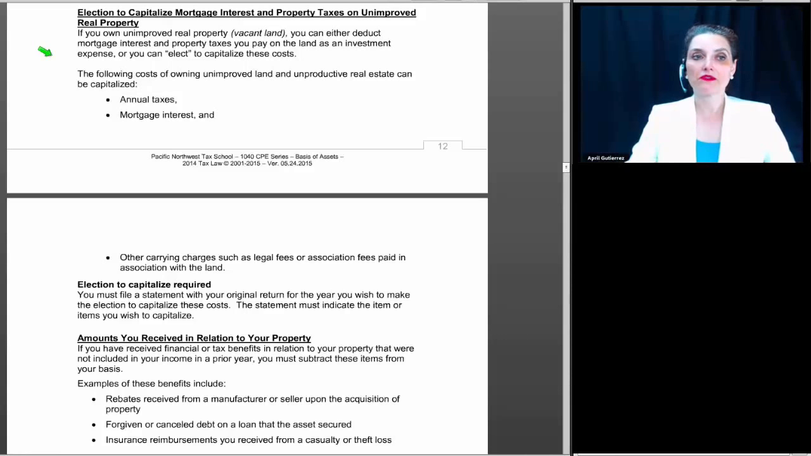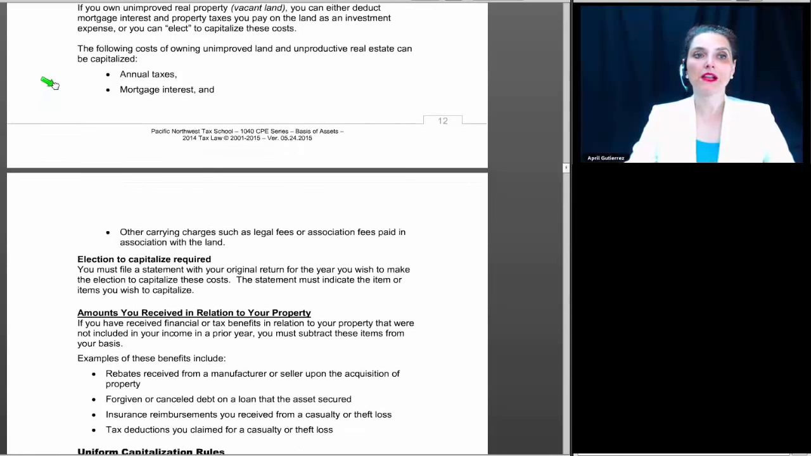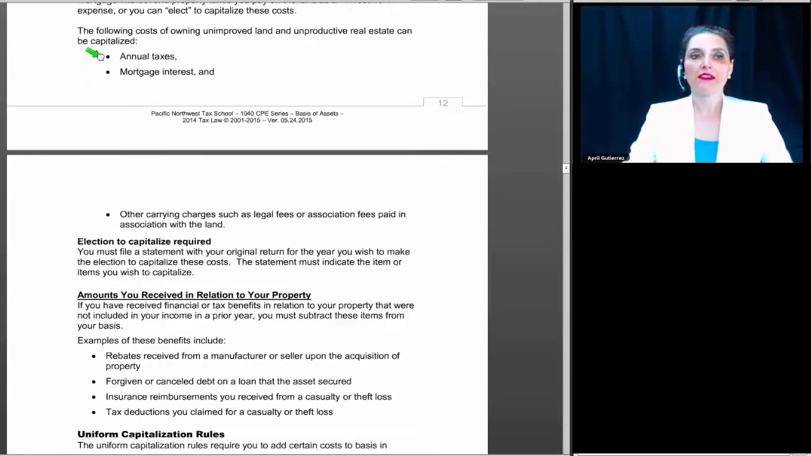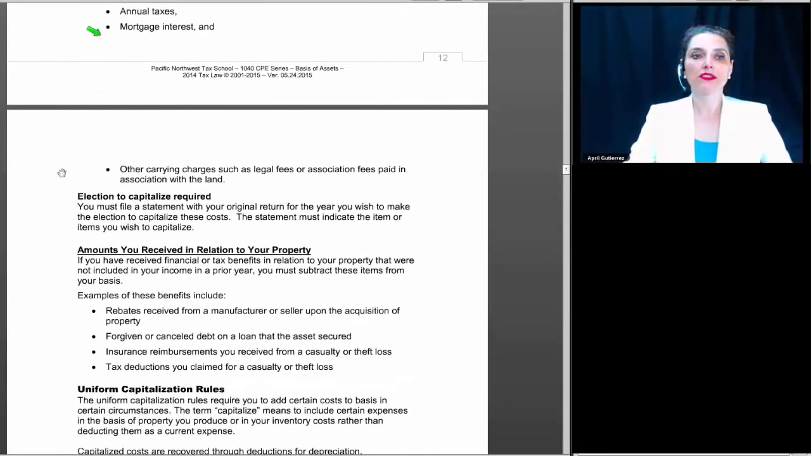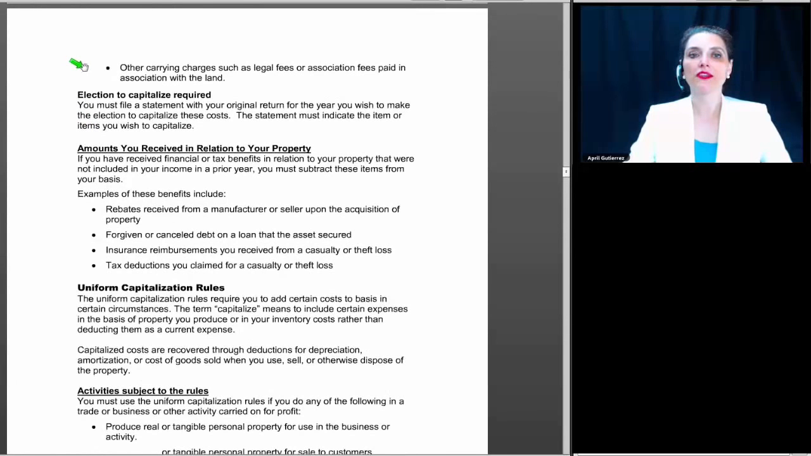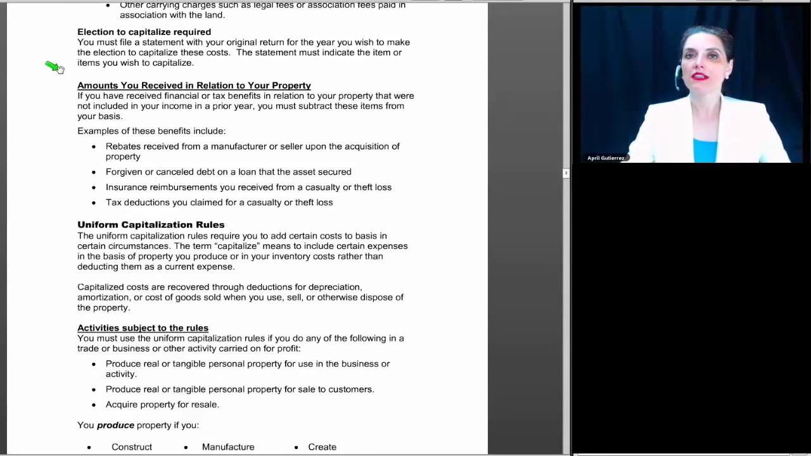So some people choose to capitalize these, and the following costs of owning unimproved land and unproductive real estate can be capitalized: the annual taxes, the mortgage interest, and any other carrying charges such as legal fees or association fees paid in association with the land. But you do need to make an election to capitalize these costs, and you do so by filing a statement with your original return for the year you wish to make the election to capitalize costs. The statement must indicate the item or items that you choose to capitalize.